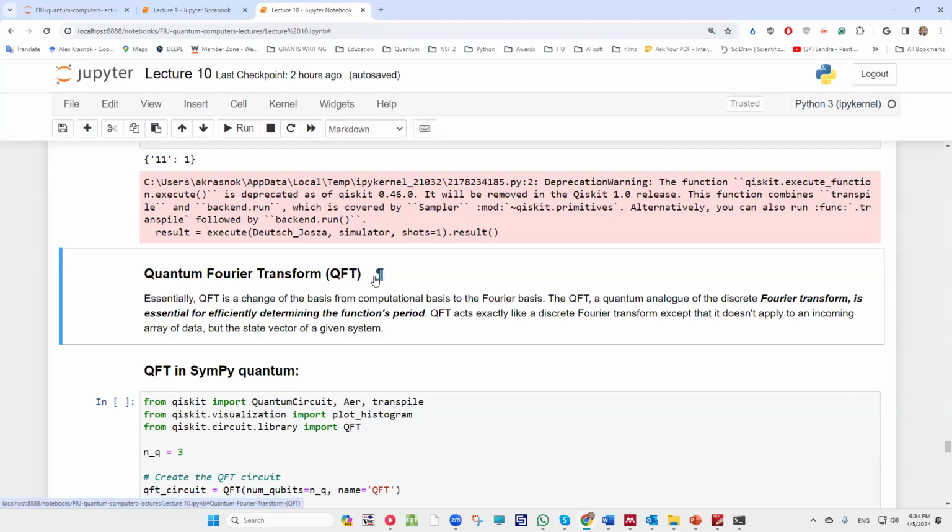So it starts from the computational basis and changes the basis to the so-called Fourier basis. In a while we will see how it works. So, changing the basis.